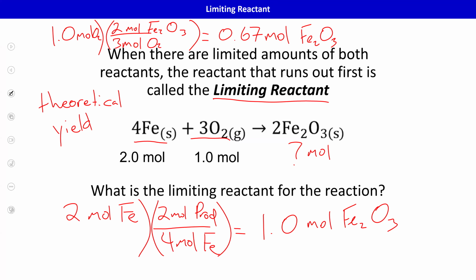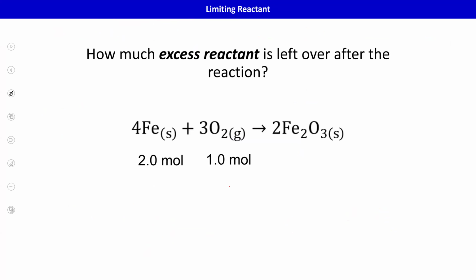I have enough iron to make 1 mole of product. I have enough oxygen to make 0.67 moles of product. Therefore, this is my theoretical yield. And oxygen is our limiting reactant. Let's add the last piece here. What's left over? Excess reactant is whatever isn't running out first.